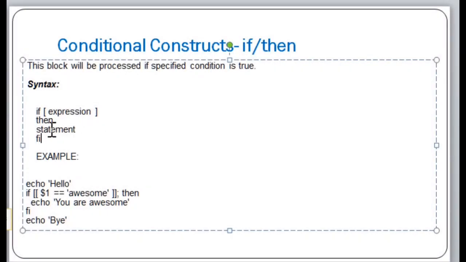Okay. So if this is true, then do this, and end with fi. An example of this would be echo hello. And we'd say if variable 1 is equal to awesome, then echo you are awesome. And then end it, and then we would echo bye. So if variable 1 is equal to awesome, then echo you are awesome.